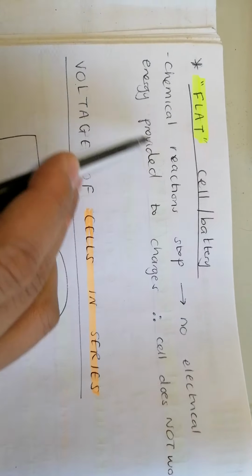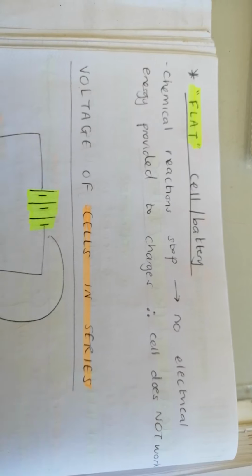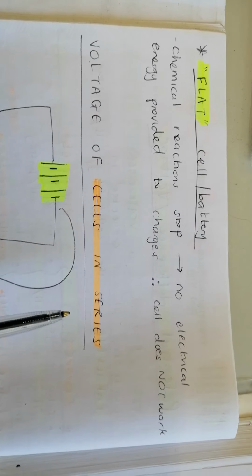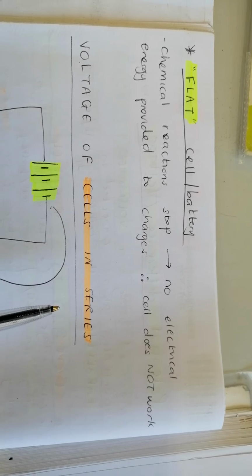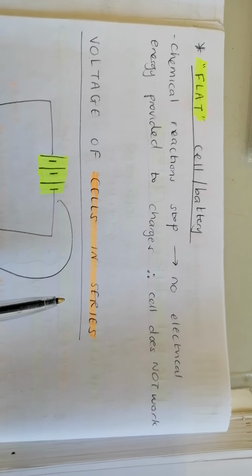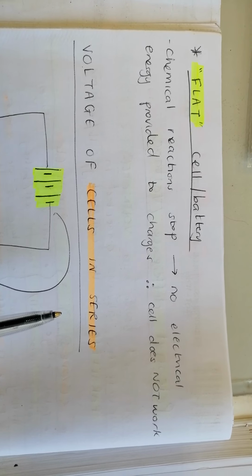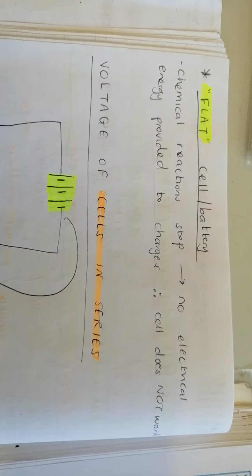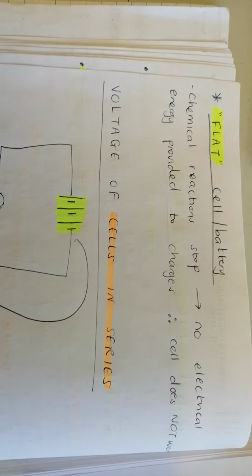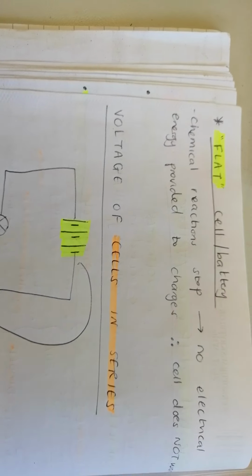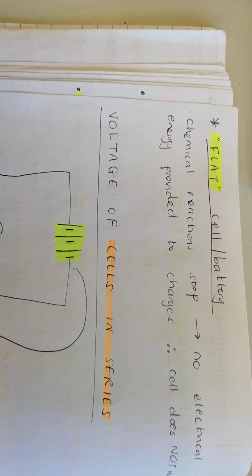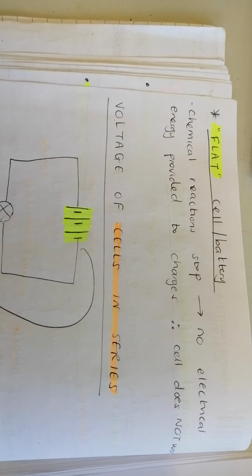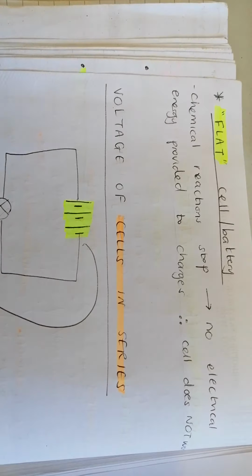Now when a cell or a battery is flat, it actually means that all of the chemical reactions happening in the battery stop. So there are no chemical reactions happening, there's no chemical energy being supplied, and since there's no chemical energy, you cannot convert it into electrical energy, and therefore the cell does not work. So when a cell or a battery is flat, that's what it actually means. There's no chemical potential energy being converted into electrical energy, so there are no charges that can be used to make the circuit work.